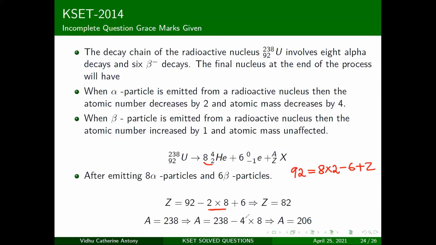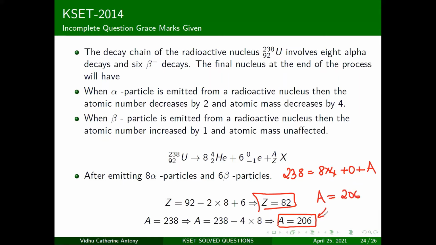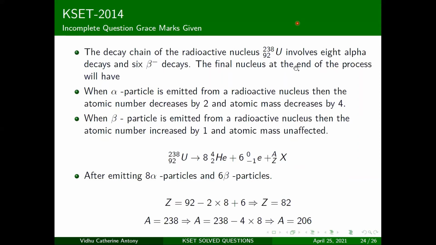So that's about 238. Let's just clear all of this. That's about 82 for your Z once you finish the calculation. And when you do the same thing for the top part, 238 is equal to 8 times 4 plus 0 plus A. So you find out A to be equal to 206. Okay, so this is just simple calculation, a very simple problem. Again, something that you might have done in middle school.